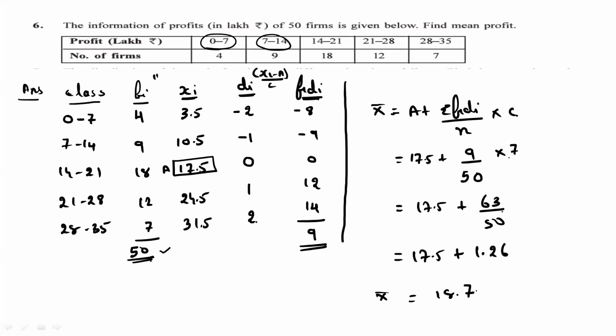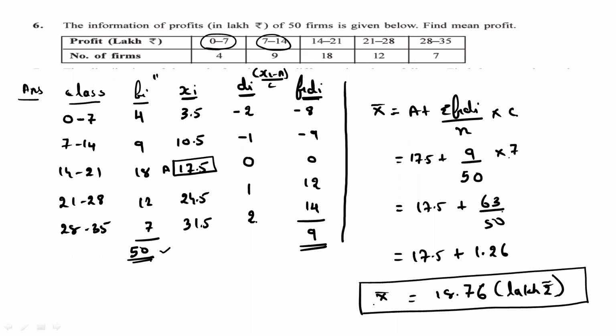Final answer? 18.76. Say the unit. Rupees, lakhs. 18.76 lakh rupees. That is the unit of X bar. Without the unit, the teacher can cut 1 mark from you, up to 1 mark they can cut. So I think that question is completed.